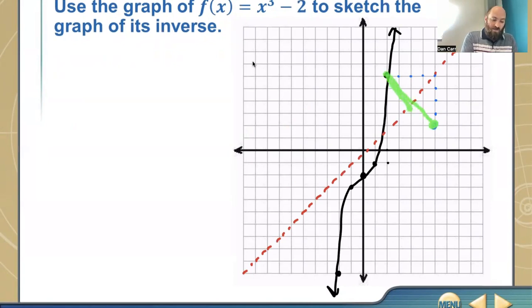Like these two distances here and here are the same. The easiest way to do it is I just go 4 and 4. So I'm going to do that for any points that I know. So for example, I've got this point here. Oops, go back to the pen.